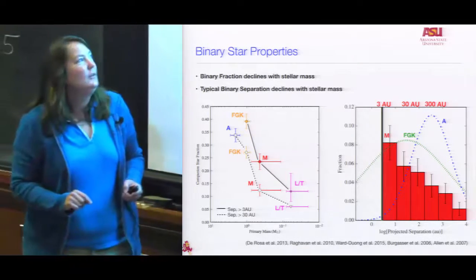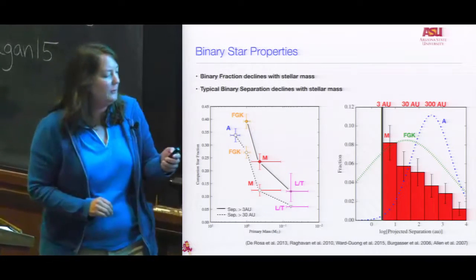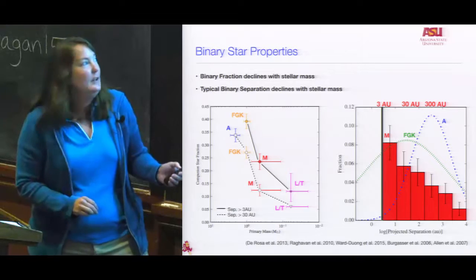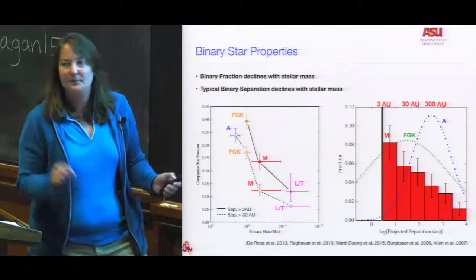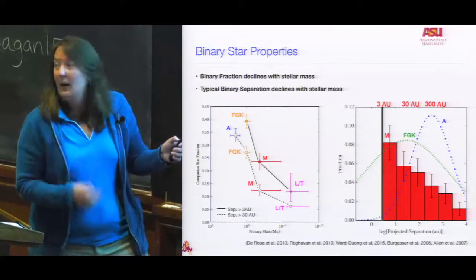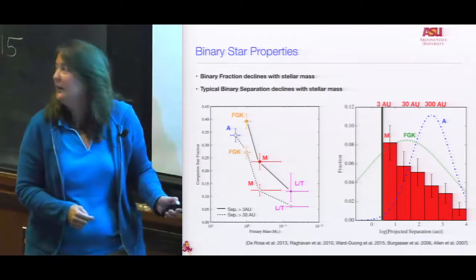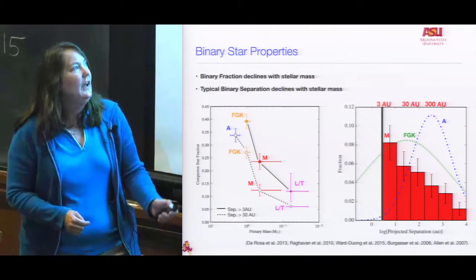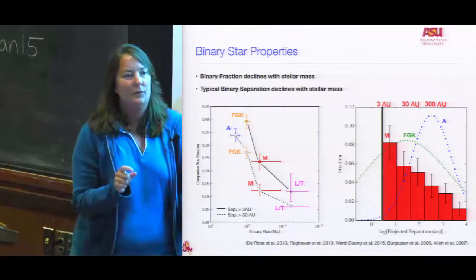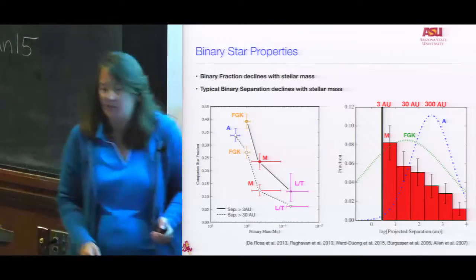Okay, so this is just a real quick overview of the binary properties around objects of different masses. So what's shown here is the fraction of stars that are in binary systems as a function of the primary mass, and you see for the more massive stars a higher binary frequency, and then what's shown over here is the histogram of the separations. So you see the peak of this separation, how wide the distance is between the two stars, is growing as you go to more massive stars.